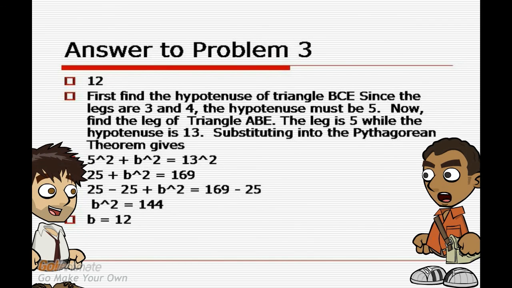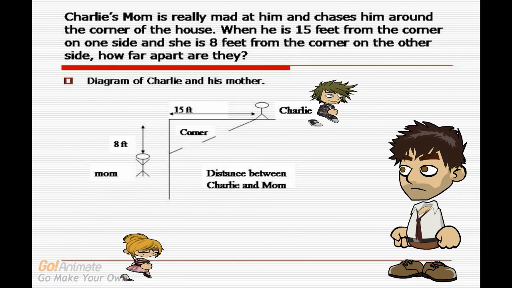That gives 25 plus b squared equals 169. Subtract 25 from both sides. We get b squared equals 144. Take the square root and get b equals 12. Excellent job in solving a multi-step problem, Eric. Charlie, it looks like we're back to you.